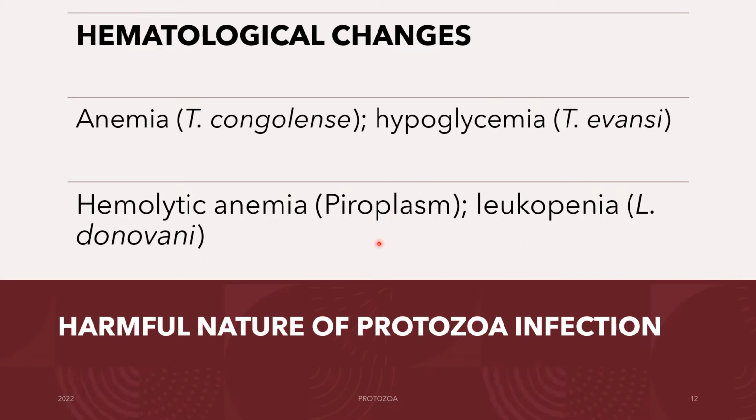For piroplasms, such as Theileria and Babesia, they can cause hemolytic anemia because they have the ability to destroy the RBC. We also have the development of leukopenia arising due to the prevention of the normal development of the granulocytes. And this can be demonstrated by the parasite Leishmania donovani.